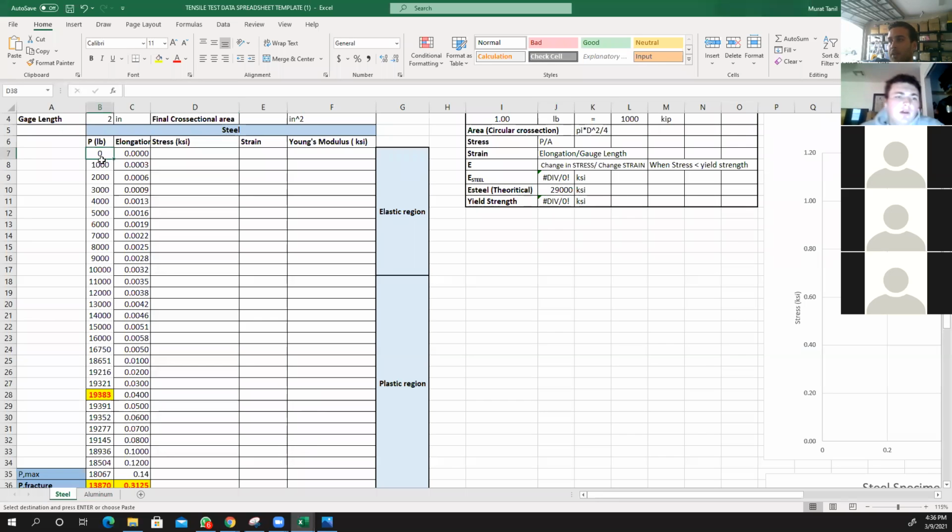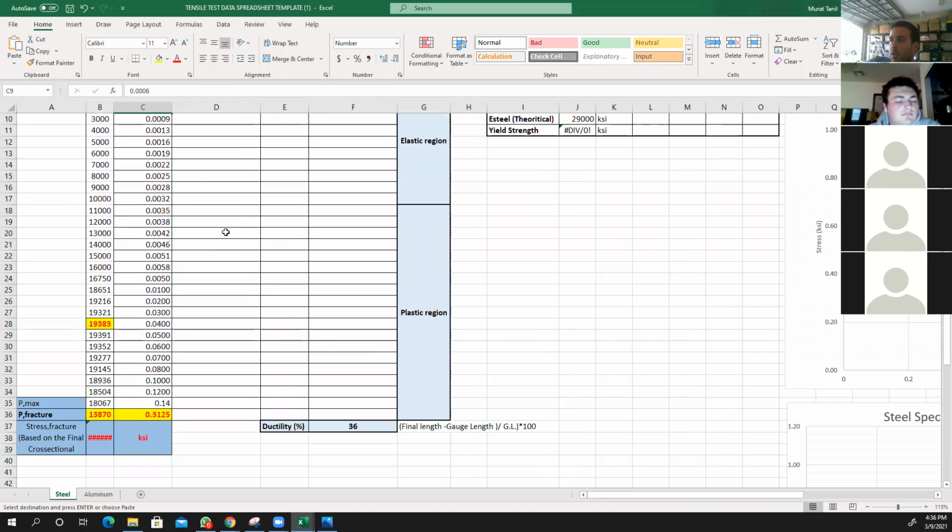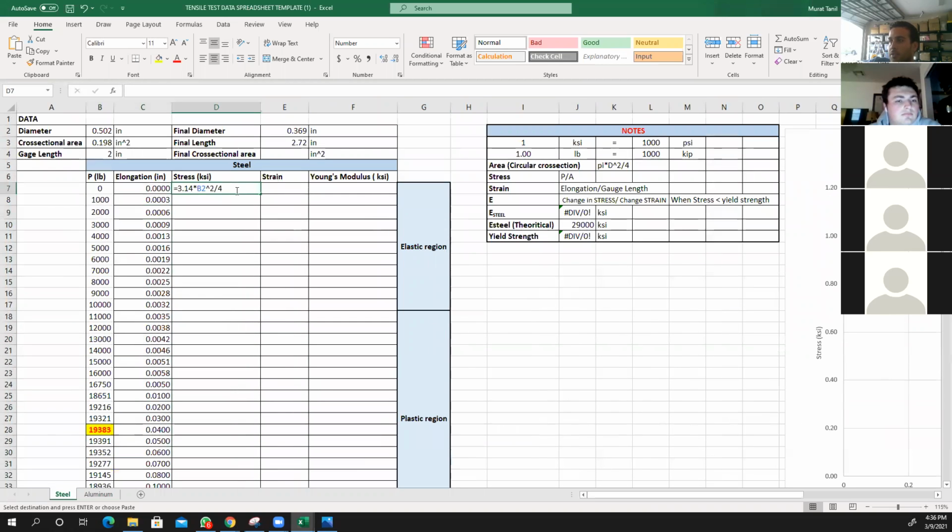So I just copied and pasted the P values from the experiment and the corresponding elongation. For stress, the equation is given on the right side in the notes section. For stress, it's P over A. So I select the P divided by cross-sectional area.